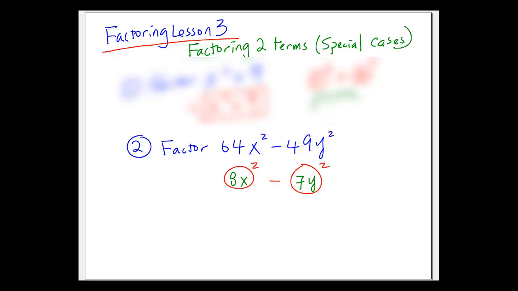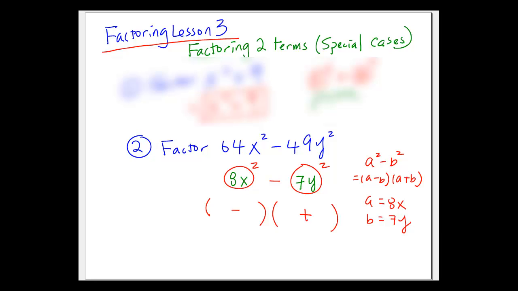So it's kind of an a squared minus b squared here. A squared minus b squared should be a minus b times a plus b. And I can see here my a should be 8x, and my b should be 7y. So I can apply my difference of two squares. So the answer will be a minus b times a plus b.